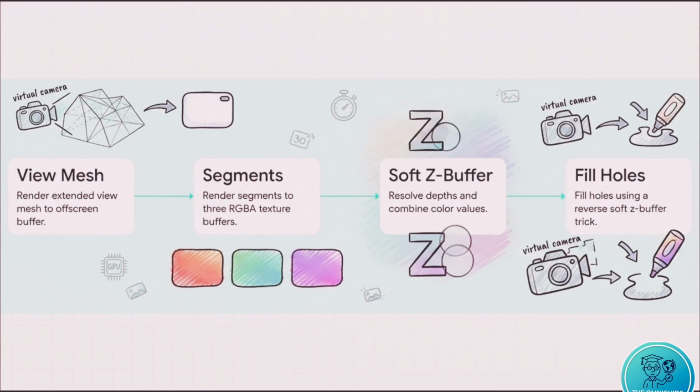To actually hit that 30 frames per second in real time, the GPU version pulls off some incredibly clever tricks. Step 1. It renders the extended view mesh to an off-screen buffer. Step 2. It renders those sorted segments to 3 RGBA texture buffers. Step 3. It applies our hero, the soft Z buffer, to seamlessly combine the colors. And step 4. It actually uses a reverse soft Z buffer trick to fill in any microscopic holes caused by the virtual camera seeing parts of the background that were totally blocked in the original photos. It's a brilliant way to drastically cut down rendering time.